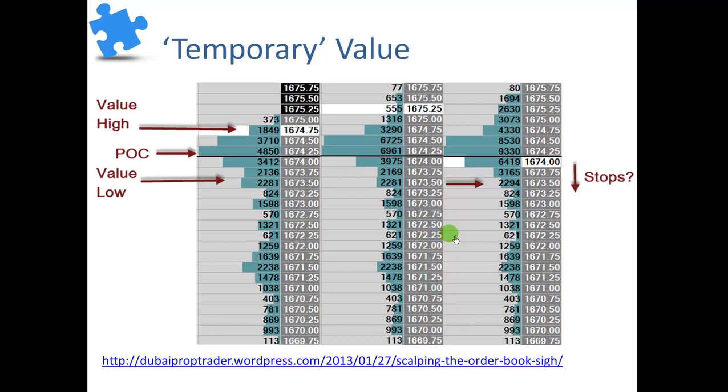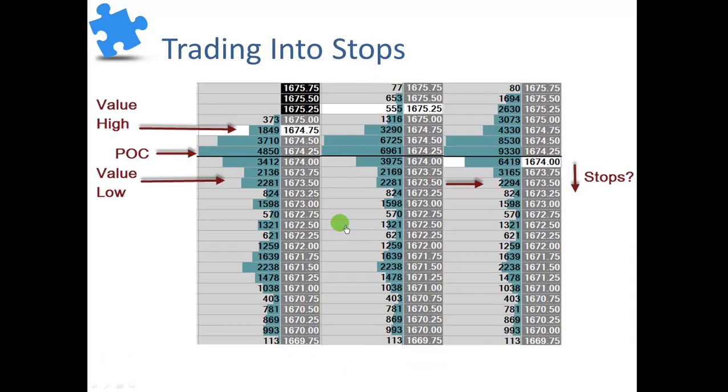Now at the bottom there, the Dubai Prop Trader site, it's just somebody's blog. It's a really good link to an explanation of how this guy performs this kind of trading. So if you're interested in scalping these areas, this one's well worth a read. So that's temporary value. And the next one is trading into stops.